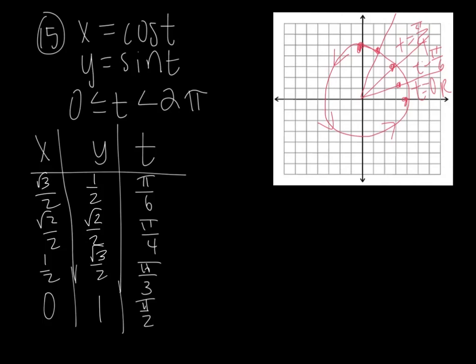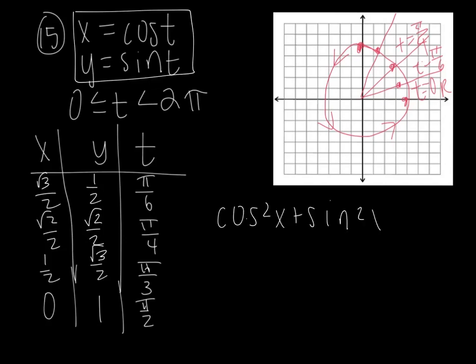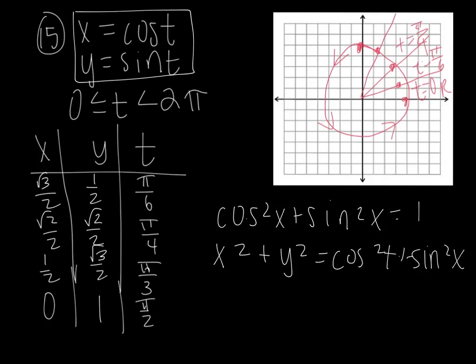So, this would be the equivalent of solving a system of equations by elimination instead of substitution. If you just look at these two equations, you know that cosine squared of x plus sine squared of x equals 1. So if you square both equations and then add them, x squared plus y squared would equal cosine squared of t plus sine squared of t, then you would get x squared plus y squared equals 1.